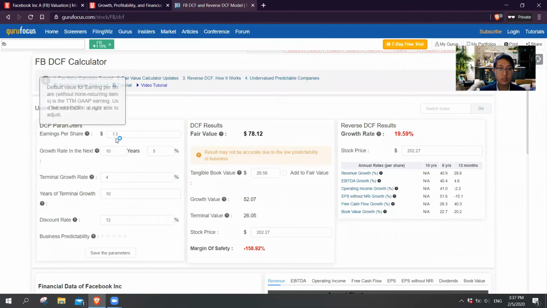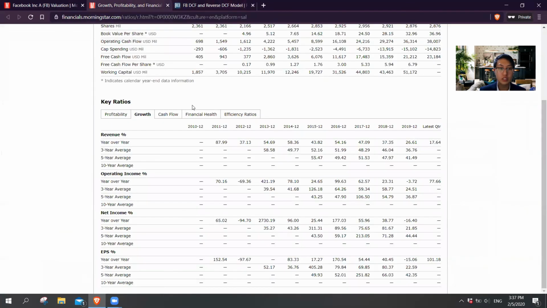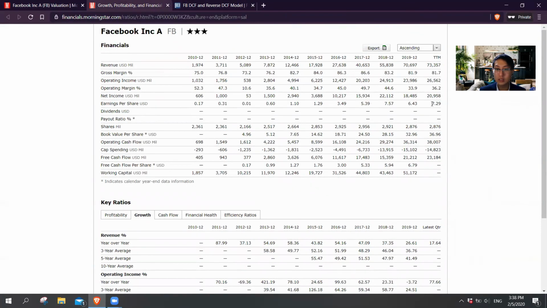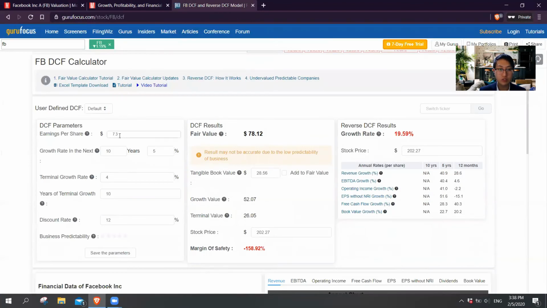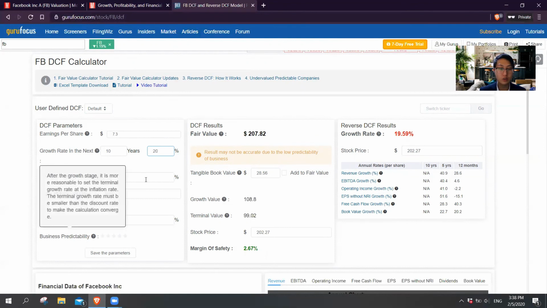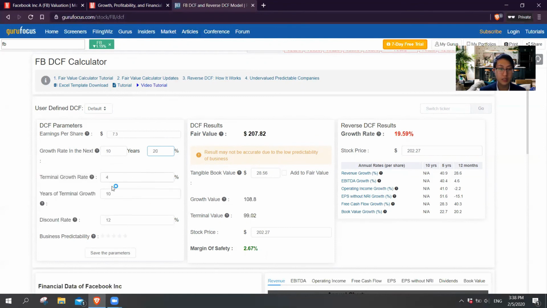From here, you can see the earnings per share. It should match this earnings per share, 7.29. They write 7.3, which is correct. Do you think Facebook will survive for the next 10 years? If yes, then leave it as 10 years, or even less if you are not that confident. And how much do you think it will grow? I think Facebook will grow about 20% at least every year. For the terminal growth rate, just leave it at 4% in 10 years.